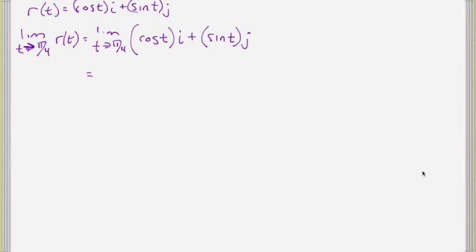Our first strategy in evaluating a limit is just plug it in, and unless we end up with an indeterminate form, that's a really good strategy. So if t is approaching pi fourths, then cosine of pi fourths is 1 over square root of 2, and the sine of pi fourths is 1 over the square root of 2.